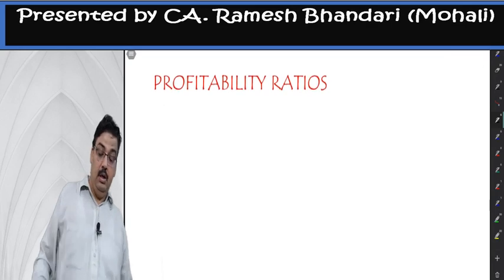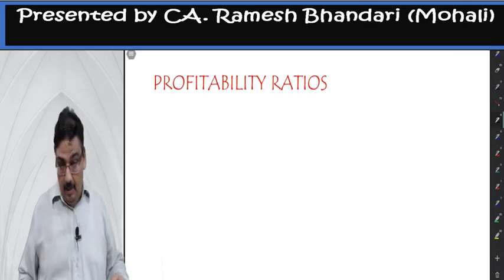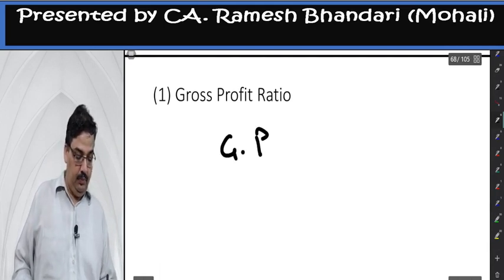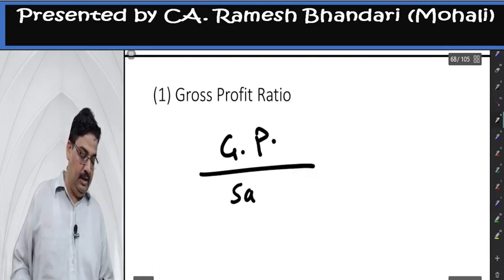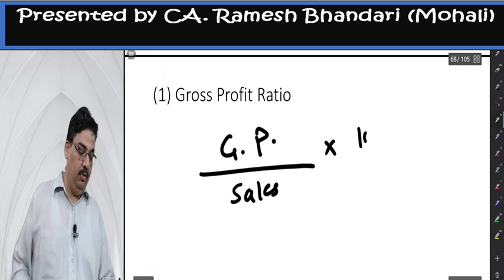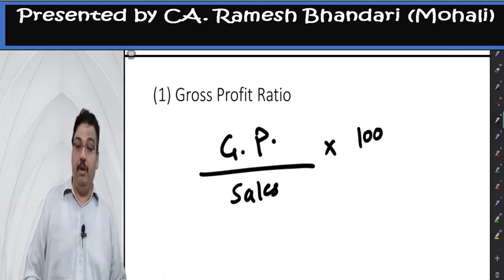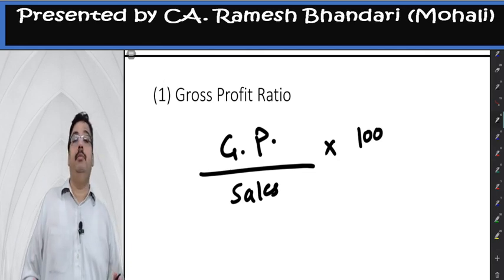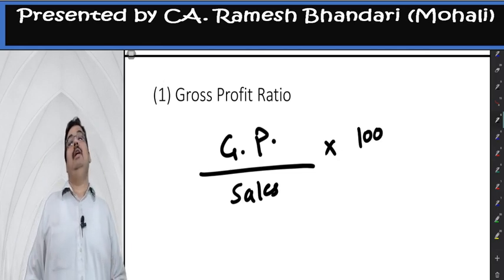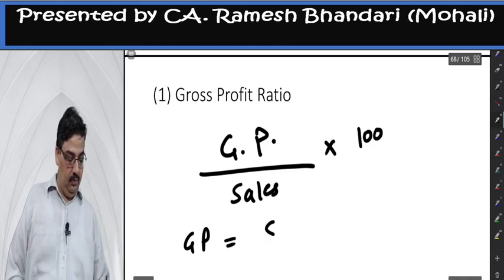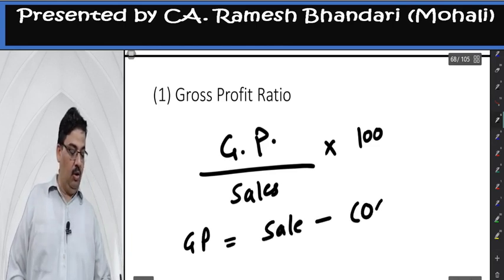Next category, profitability ratios. GP ratio, GP divided by sales into 100. Most of these starting profitability ratios are divided by sale into 100. Name divided by sale into 100. What is GP? Sale minus cost of goods sold.